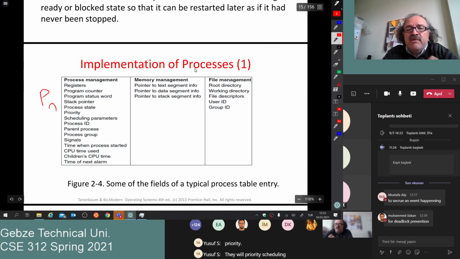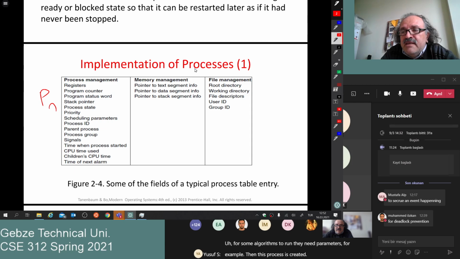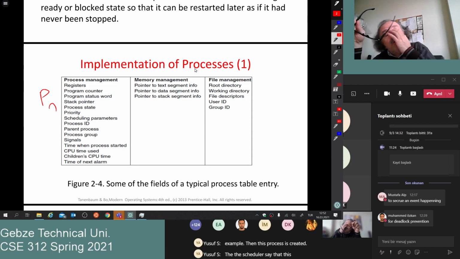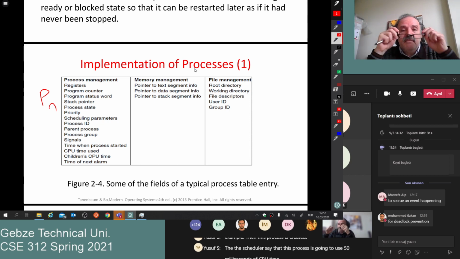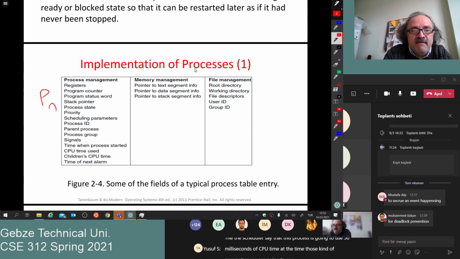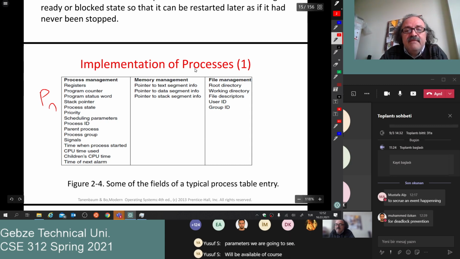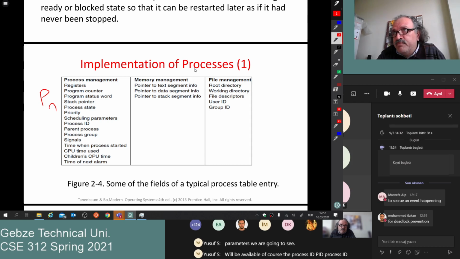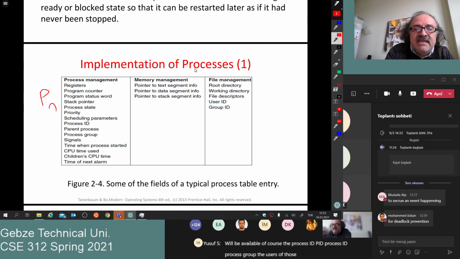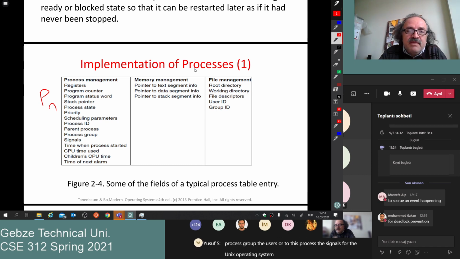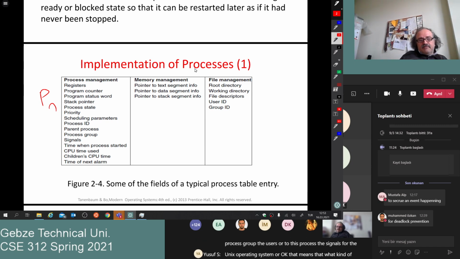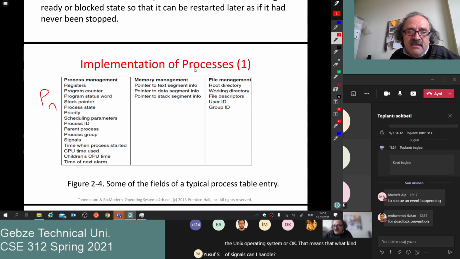Scheduling parameters. What do I mean by scheduling parameters? Some algorithms need parameters to run. For example, when this process is created, the scheduler says that this process is going to use 50 milliseconds of CPU time at a time. We are going to see those kinds of parameters. Of course, the process ID, PID, process group, the users of that process, and the signals for the Unix operating system. That means what kind of signals can I handle: the kill signal, interrupt signal, suspend signal, stop signal, etc.